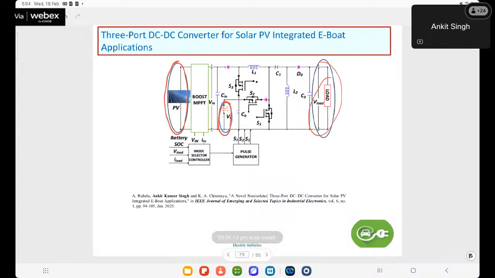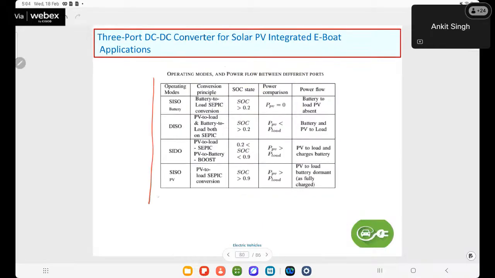Different situations come, and I will show the operating modes. First, battery to CISO mode. CISO mode is single input, single output. The battery is supplying power to the load. In that situation, I'm assuming that PV is not present, and all the power to the load is supplied by the battery.